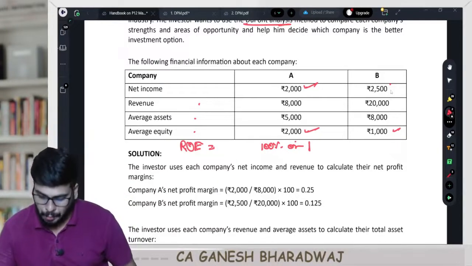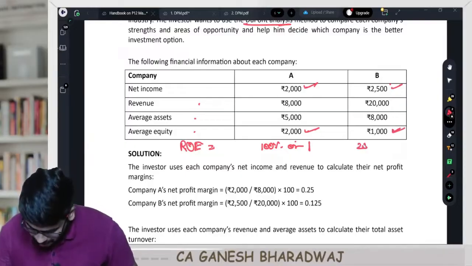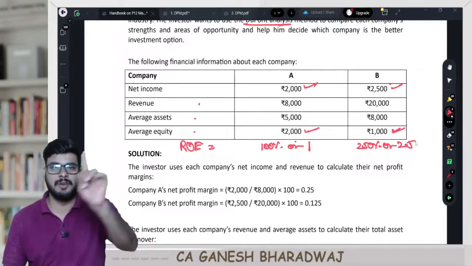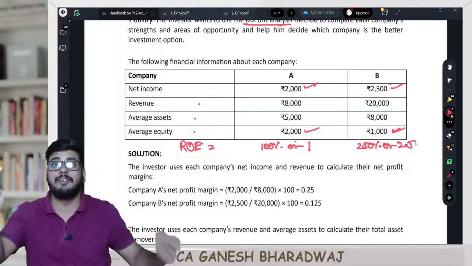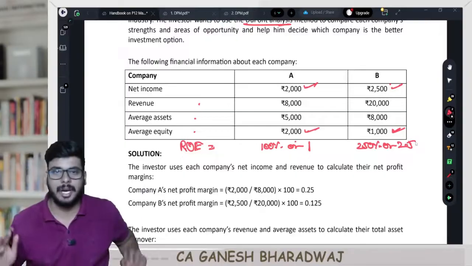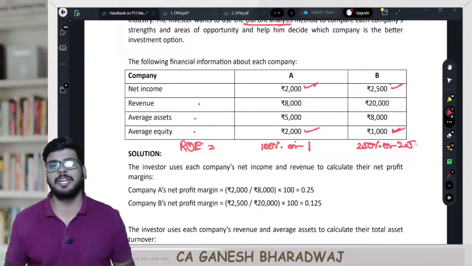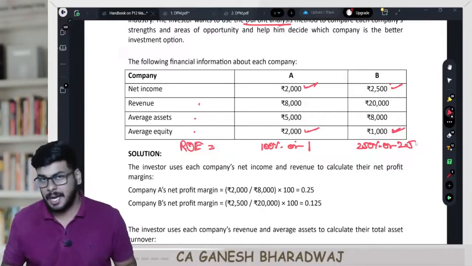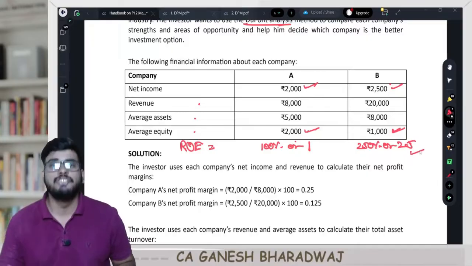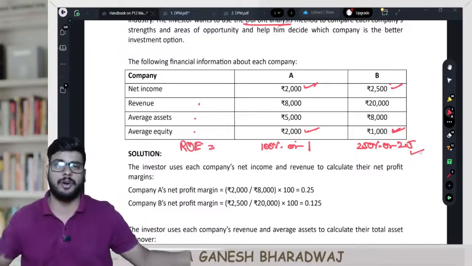For company B, how much is it? 2500 divided by 1000. So it's going to be 250%, or I will say 2.5 rupees. Or in other words, for every 1 rupee invested in company B, I will be getting 2.5 rupees. Are you clear with this? Now, purely looking at return on equity, which company has a higher return on equity? Company B. So you will say that, sir, it is better to go for company B.